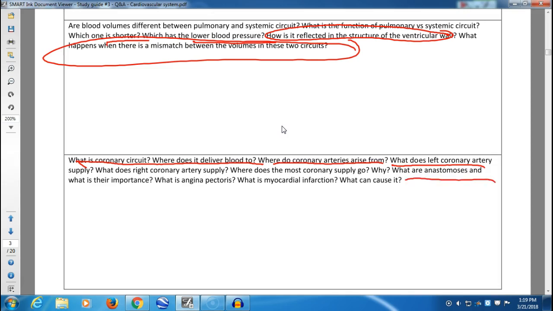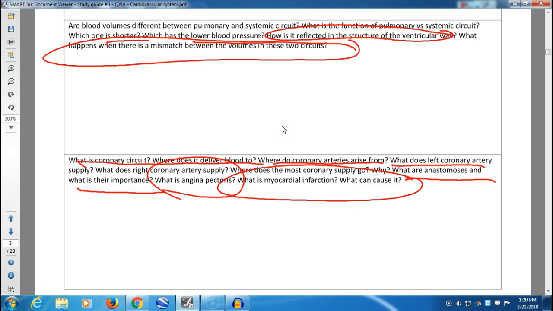Anastomosis. Connection between two blood vessels. Importance: provides a collateral route for the blood. Angina pectoris. It's a transient decrease in coronary blood flow. Myocardial infarction. Lack of blood flow to the cardiac muscle.